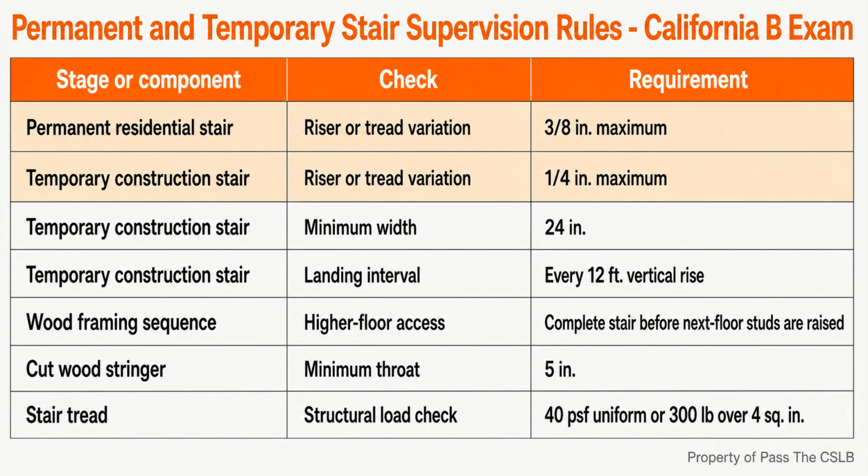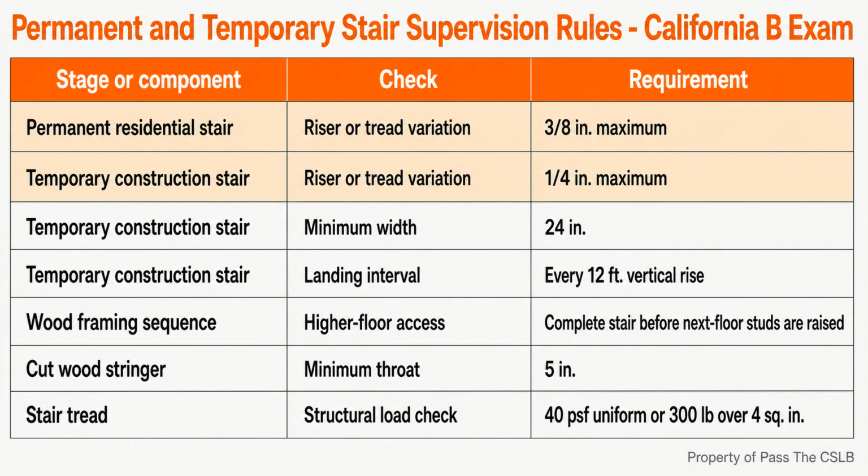The stair tread load check is also substantial. The source material requires a tread to support a uniformly distributed live load of 40 pounds per square foot or a 300-pound concentrated load on a 4 square inch area, whichever produces the greater stress. That reminder keeps the lesson grounded in structure. A stair is not only a set of dimensions, it is a load-carrying system used repeatedly under moving weight.